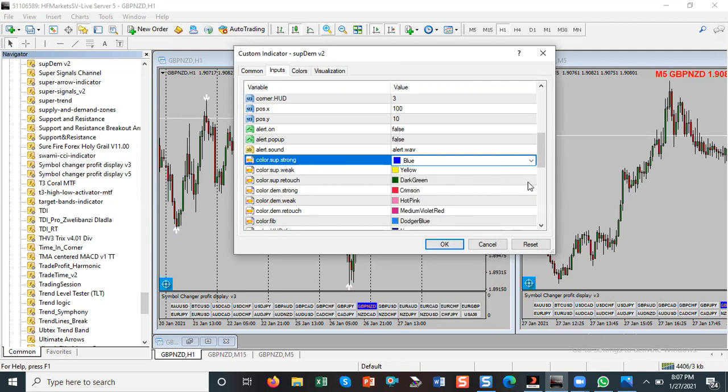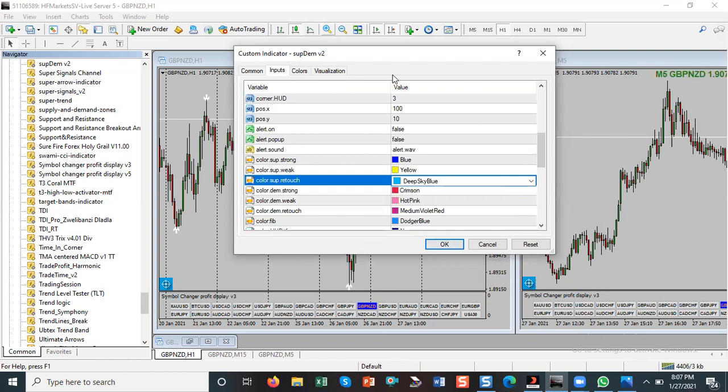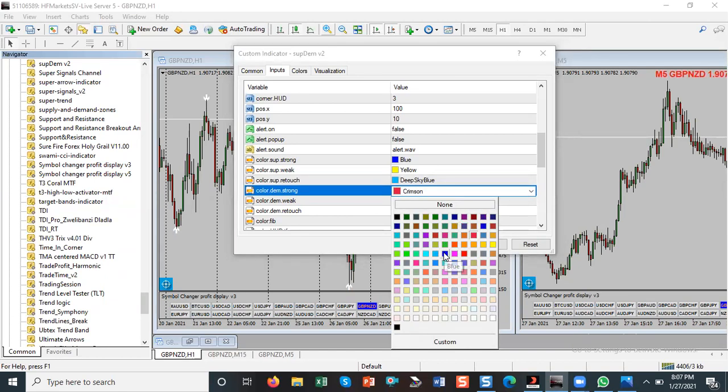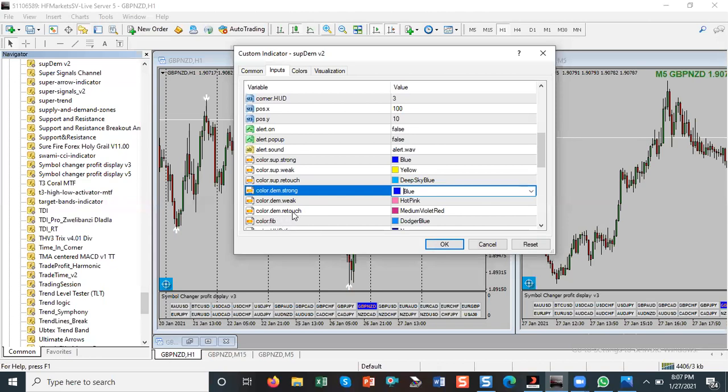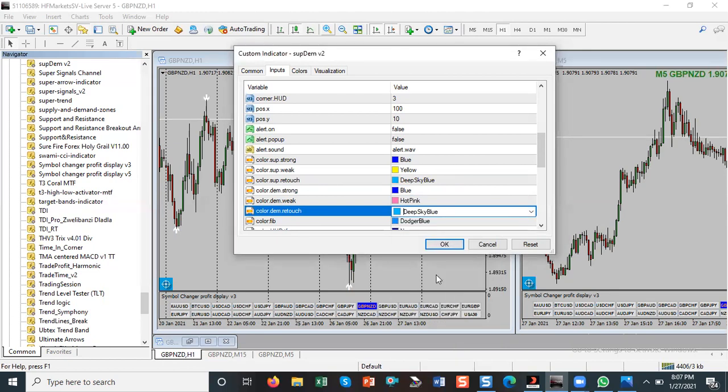It's not going to affect anything. Then the retouch, use this. You are going to use deep sky blue. Although you can choose any of your colors, any color you choose. Then come to color demand strong. Change it to blue as well. Both are going to be the same, blue. Then for the color demand retouch, change it to this one, this sky blue. Then you click OK.